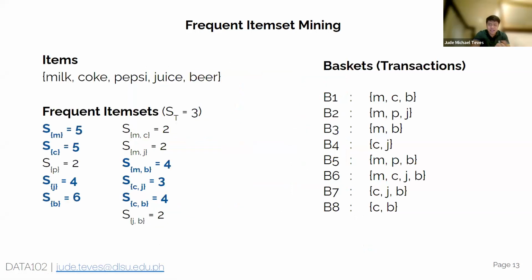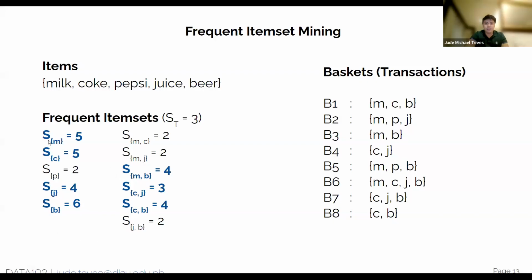And here's another example. Say for example, we have milk, Coke, Pepsi, juice, beer, and you have the following transactions here, B1 to B8. Here will be your frequent item sets, the ones highlighted in blue. So for the milk item set, just that, you have a support of 5. For Coke, you have 5. For Pepsi, just 2. And since our threshold here is 3, it's not a frequent item set. For juice, it's 4. For beer, it's 6. So these are the singleton item sets.